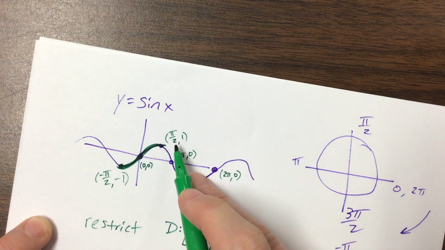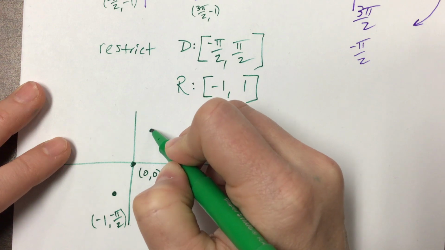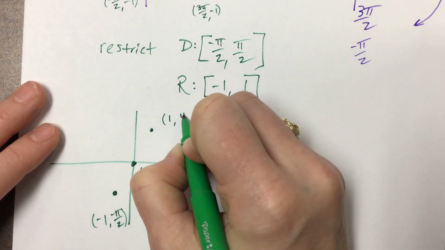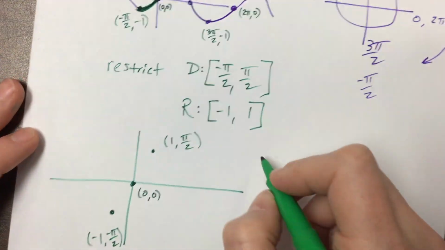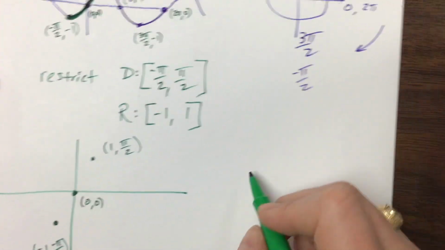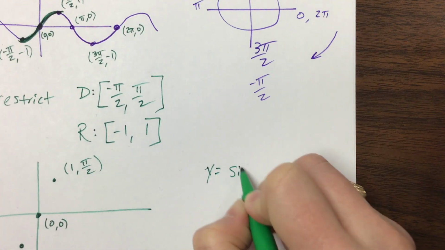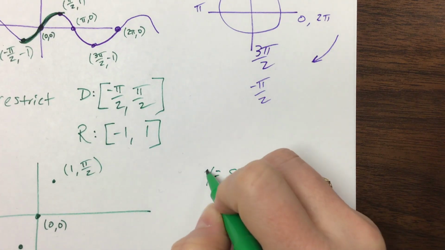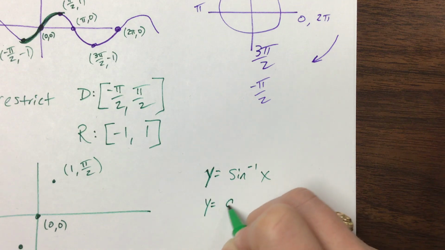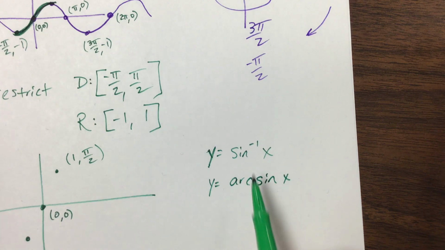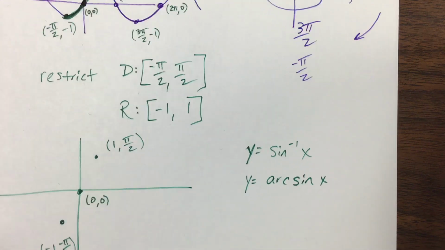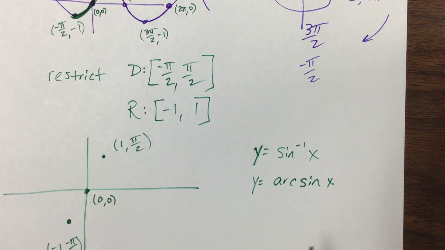And then pi over 2, 1 becomes 1, pi over 2. So something like this, there's 1, pi over 2. Those are the 3 points that I care about; this is going to be the inverse of sine. We can call this y equals the inverse of sine, written this way, or we also have the notation arc sine. And as far as I know, those are exactly the same. So if they're not, give me a comment. But I don't know. We use them the same in both IB and in PreCal.